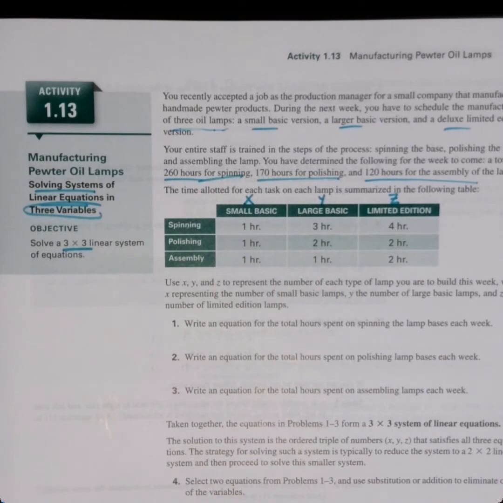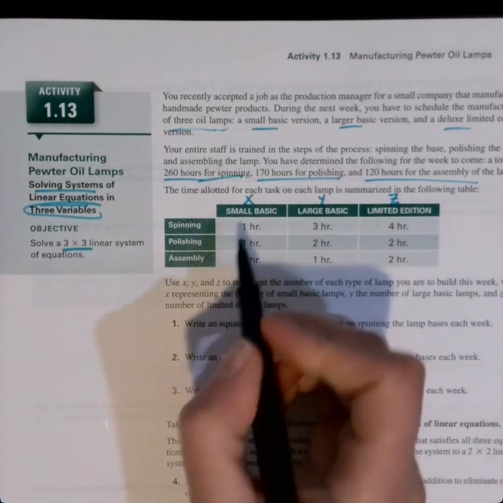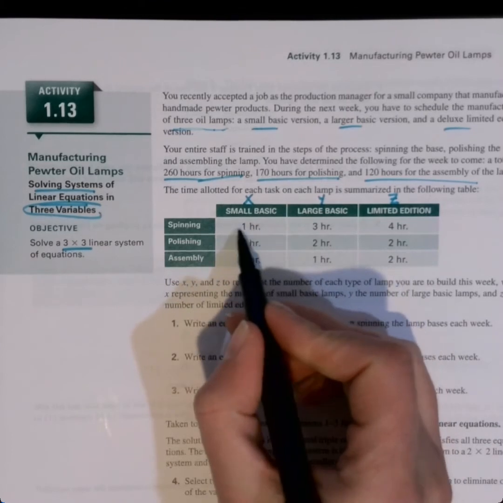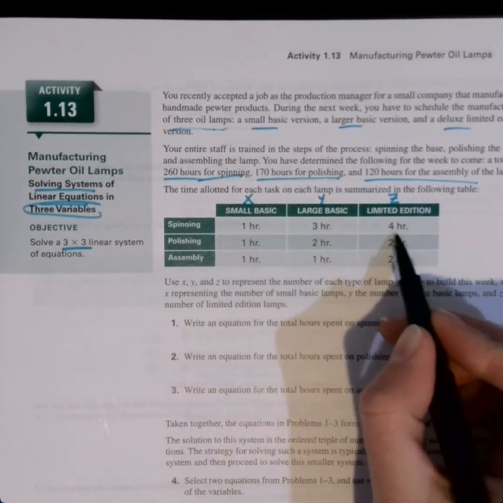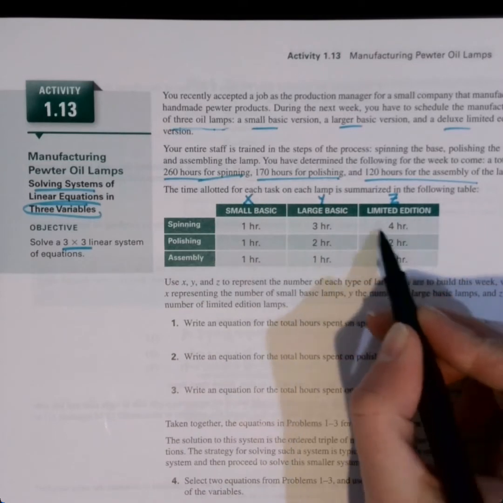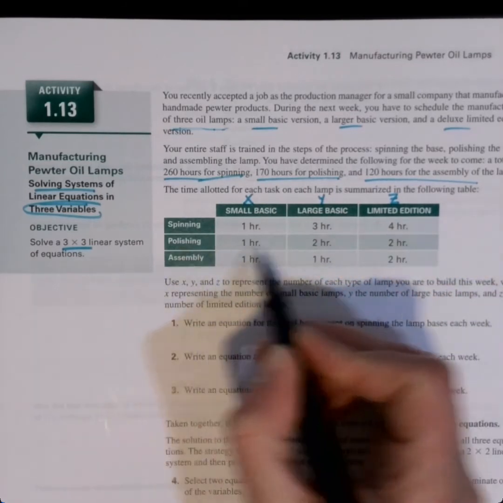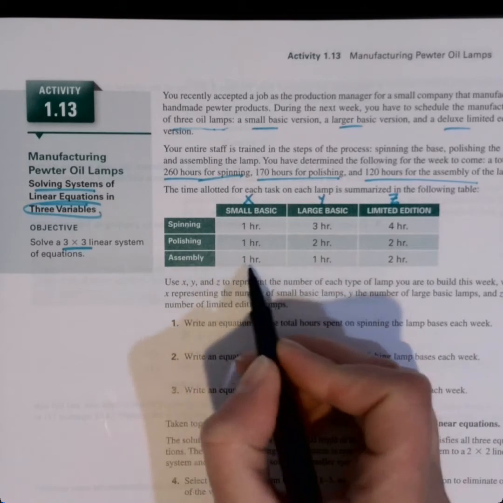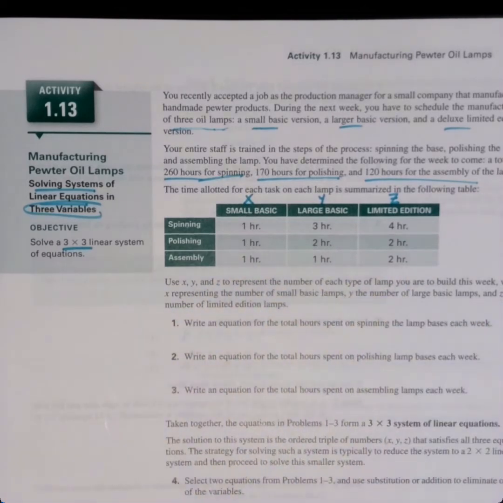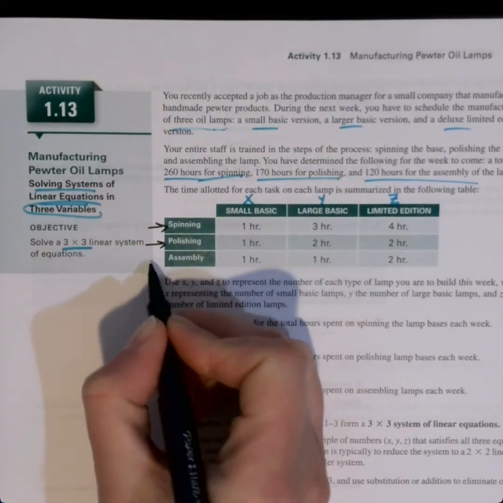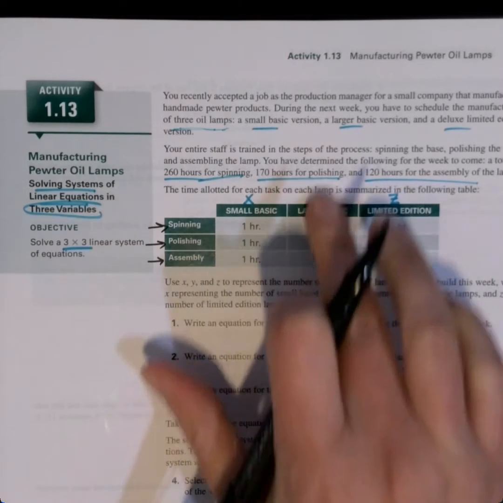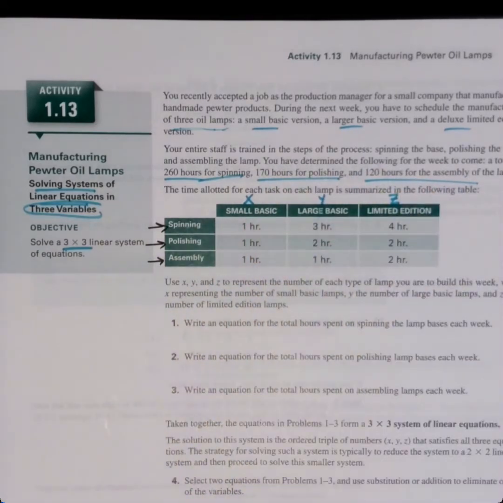Okay, so the information is organized here. If I want to spin, a small basic lamp takes 1 hour, a large one takes 3 hours, a limited edition one or deluxe one takes 4 hours. I'm going to polish 1 hour, 2 hours, and 2 hours. I'm going to assemble it 1 hour, 1 hour, and 2 hours. So we're going to make three equations here. We're going to make an equation for spinning, for polishing, and for assembly. So this is actually a really nice chart set up here to help us with this.